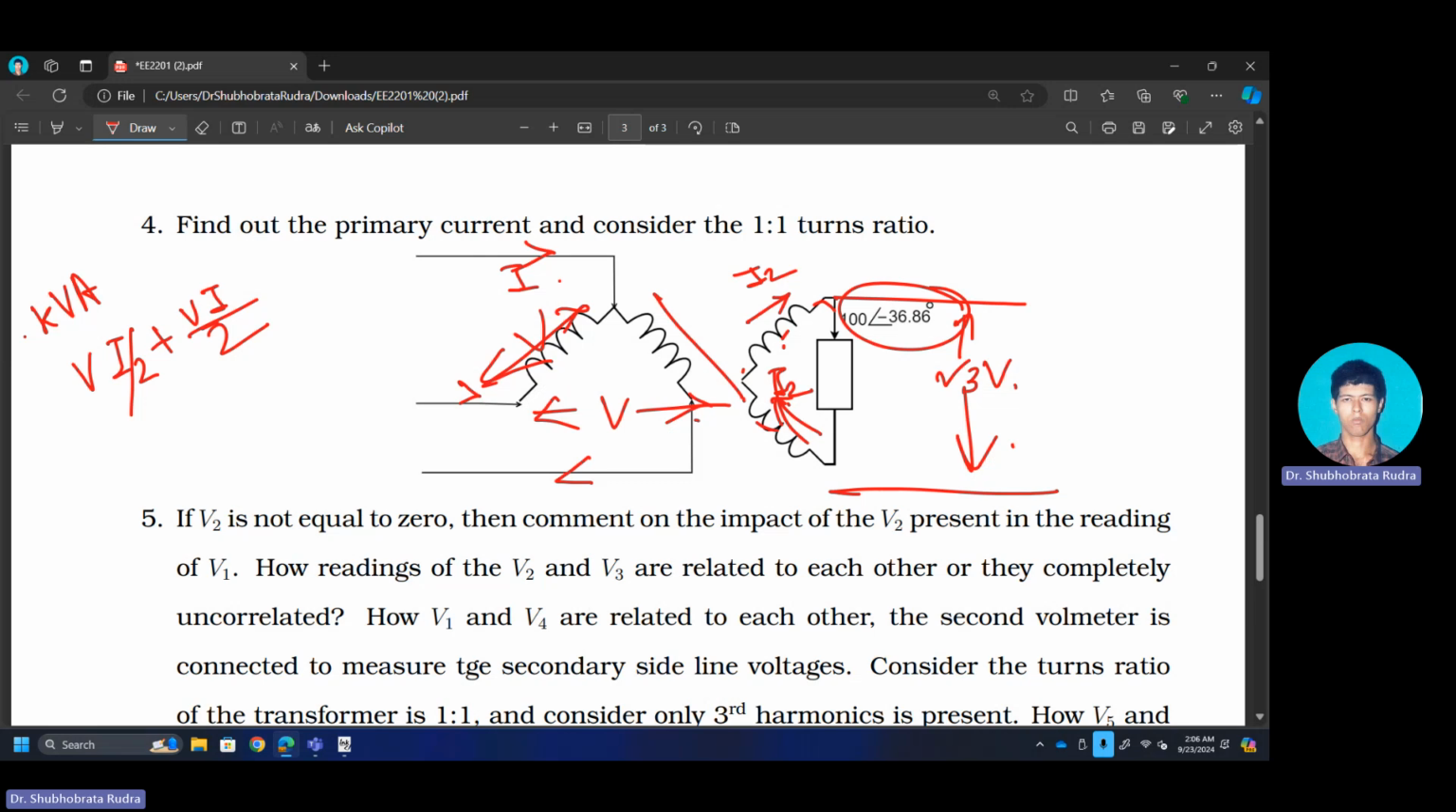So these are the two KVAs, actually these are the phasors of the KVA, and that is equal to, this side is pretty simple, root 3V I by 2. So from this equation, you can also find out the value of I. This 2 will carry I by 2, I by 2, and what about this?